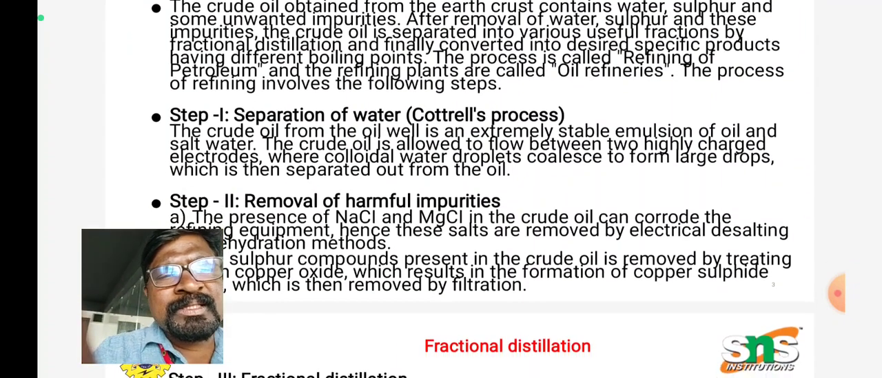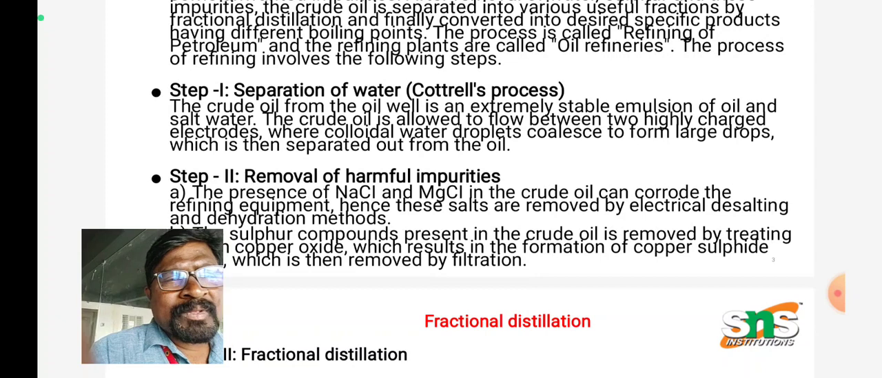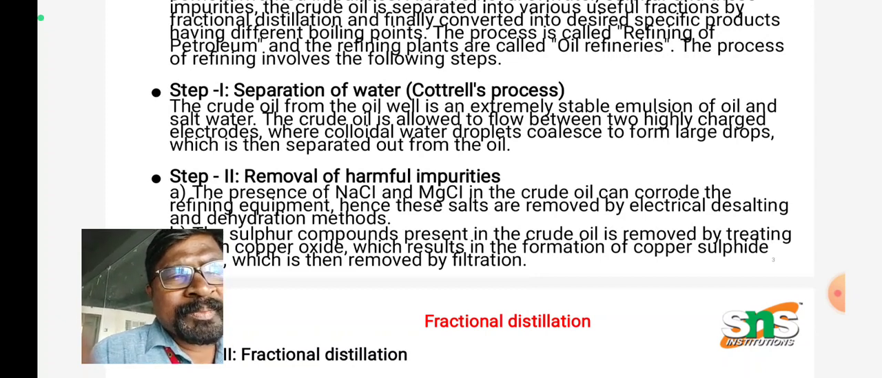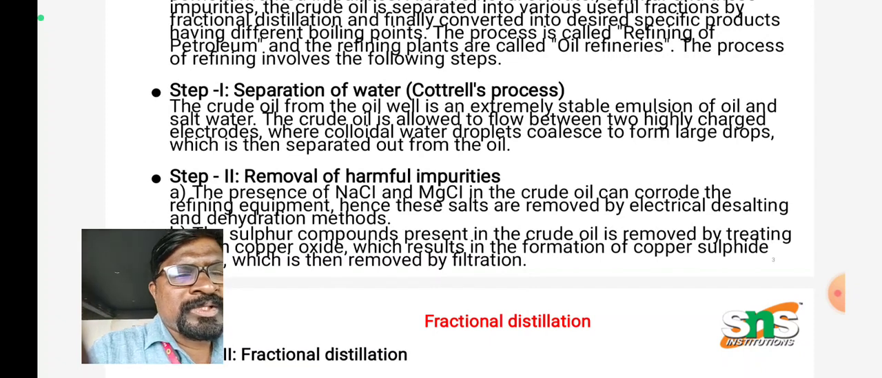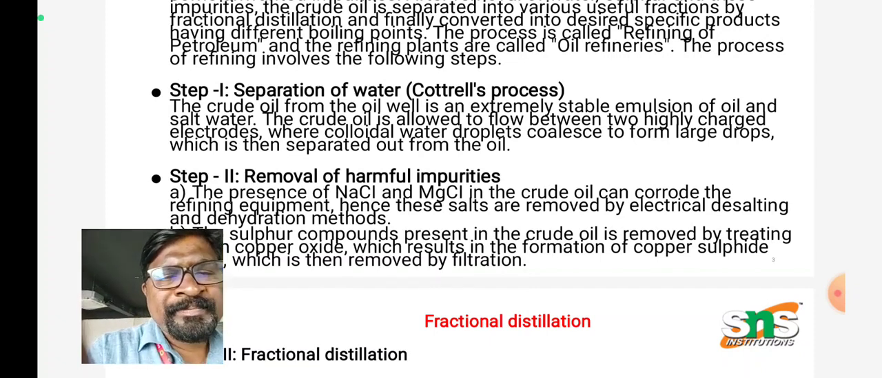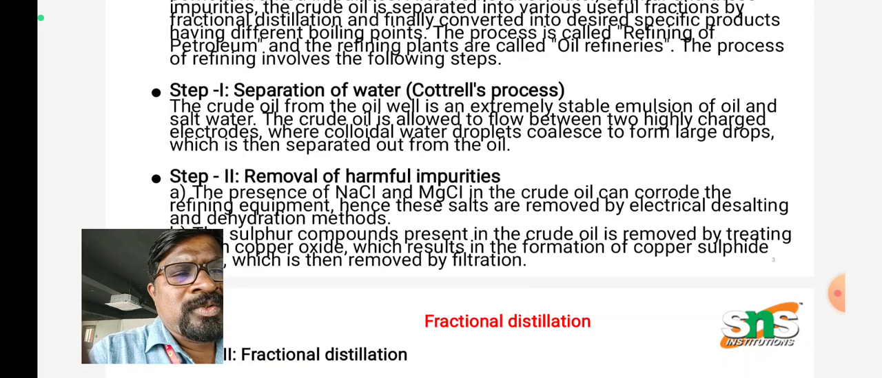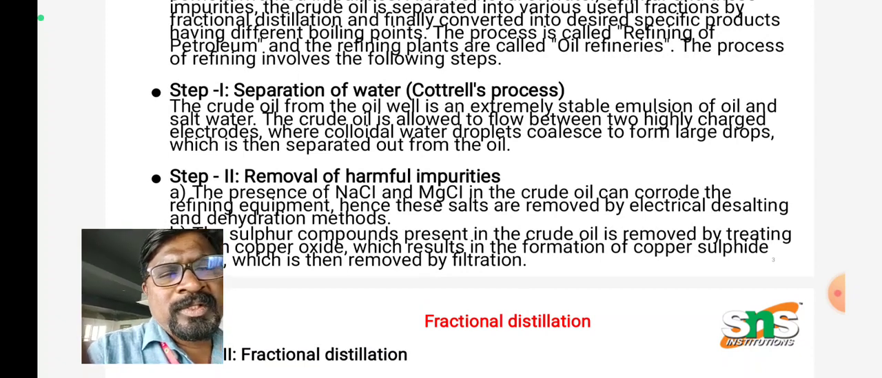The first step is the separation of water, and this process is termed the Cottrell process. The crude oil from the oil well is an extremely stable emulsion of oil and salt water. The crude oil is allowed to flow between two highly charged electrodes where colloidal water droplets coalesce to form large drops, which are then separated out from the oil.